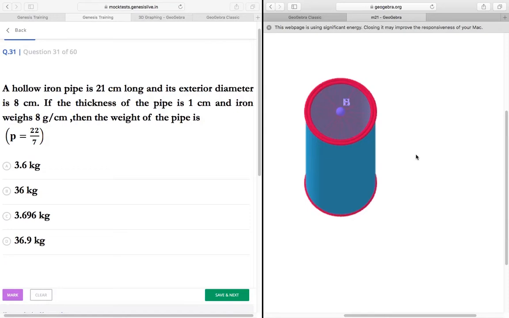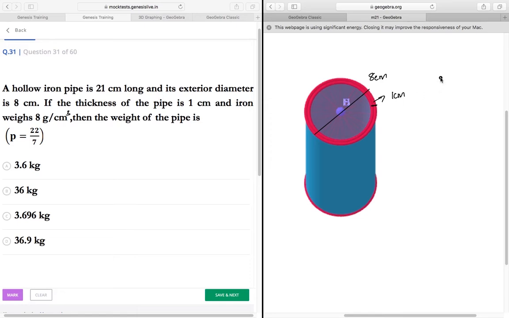Question number 31. Read the question. A hollow iron pipe is 21 centimeter long. Its exterior diameter is 8 centimeters. So what they are saying is the length is 21 centimeter and exterior diameter refers to from this point to that point, right? This is 8 centimeters, and then they have given the thickness as 1 centimeter. So great. Now if the thickness of the pipe is 1 centimeter and iron weighs 8 gram per centimeter cube, then the weight of the pipe is, this correction, all these small corrections will be made correctly and then uploaded, don't worry about that.